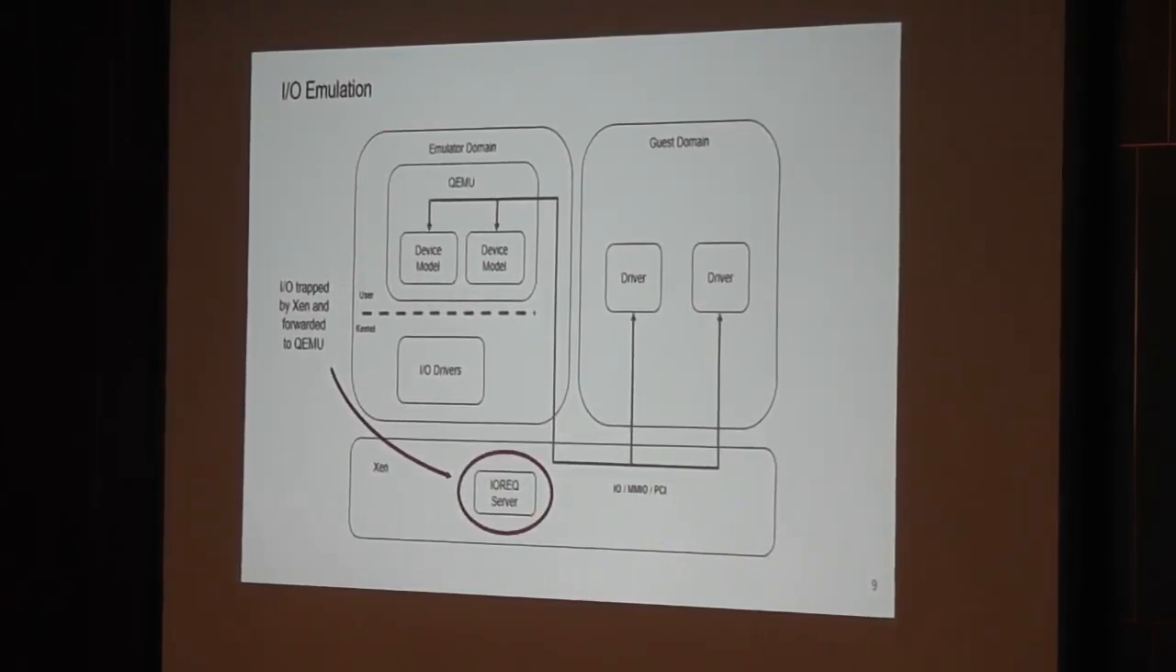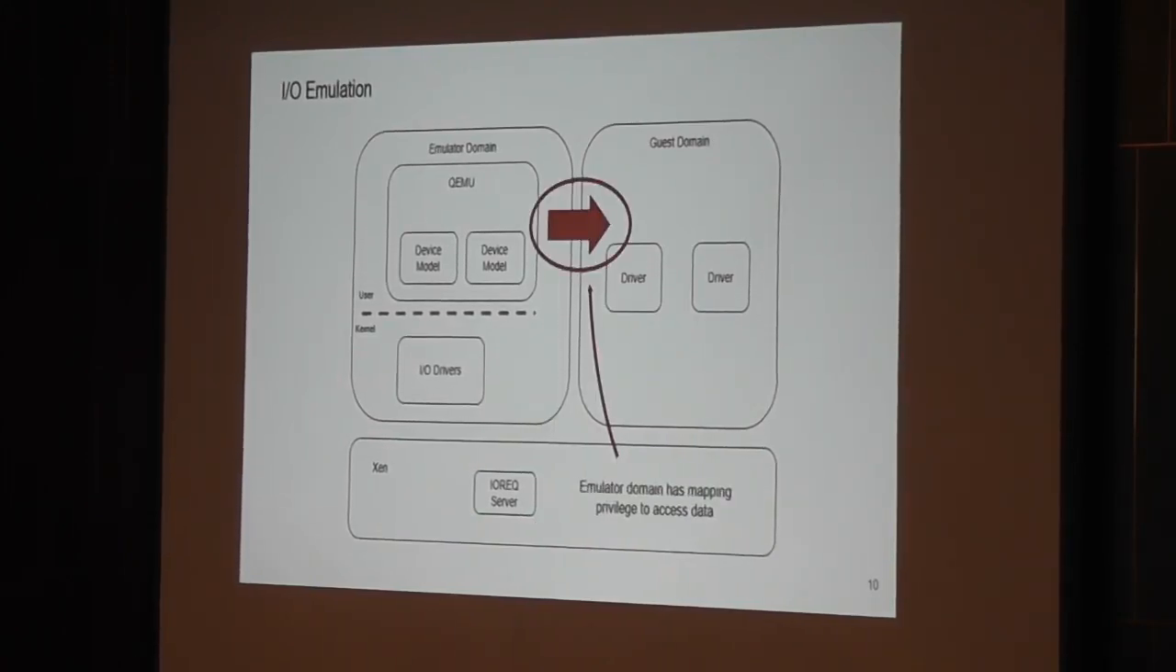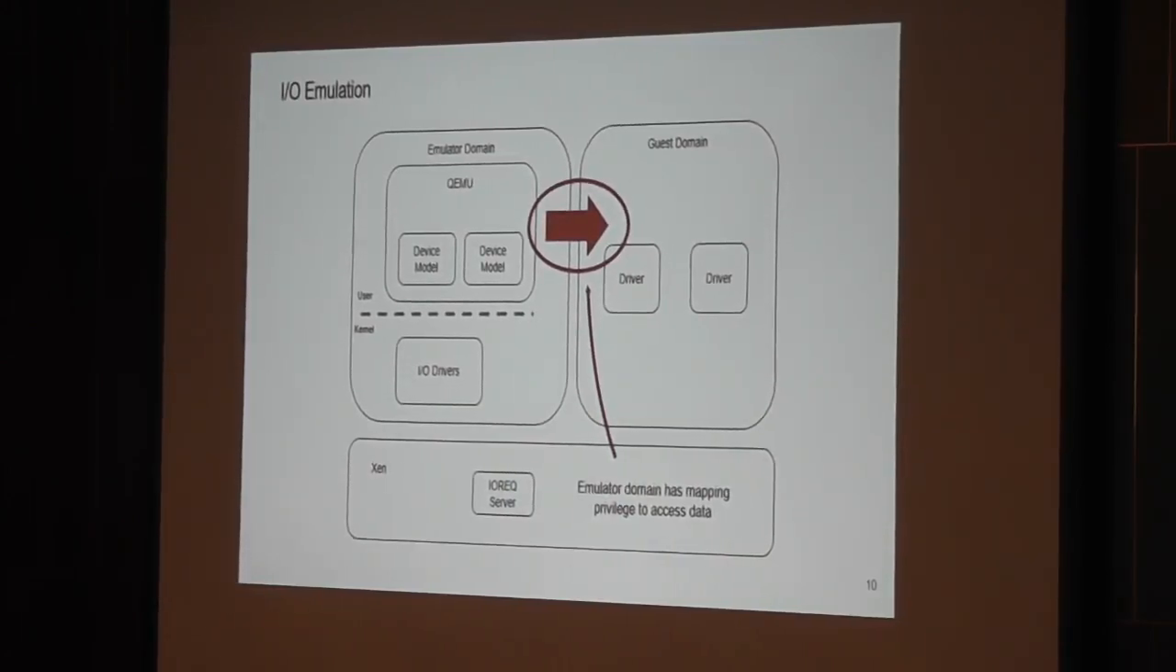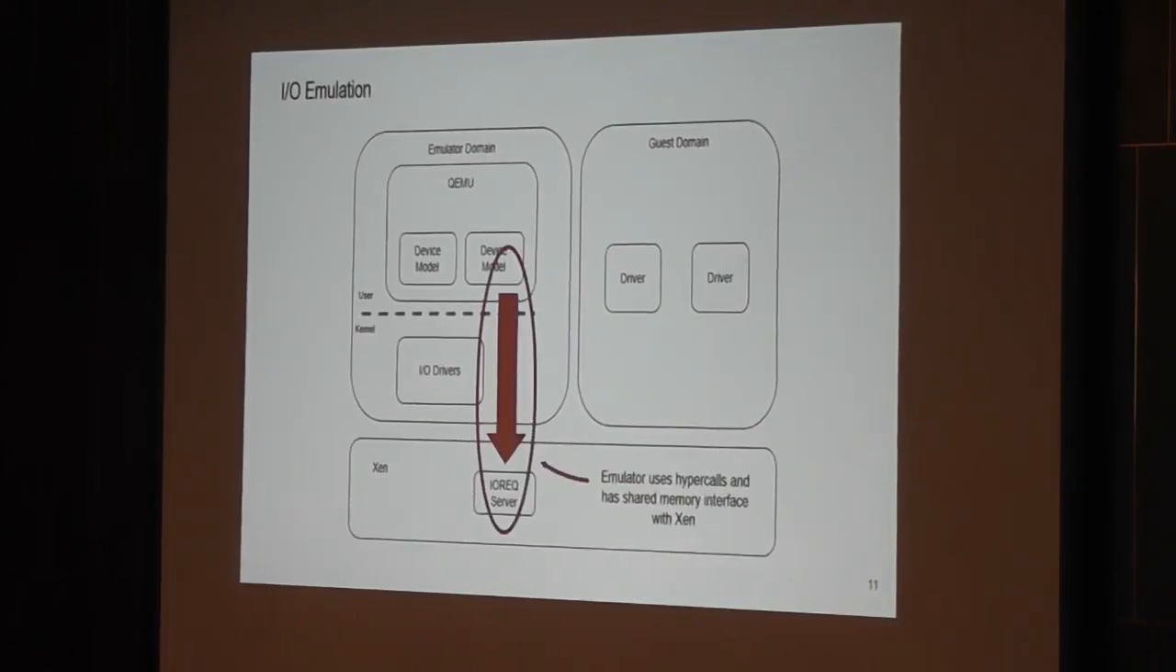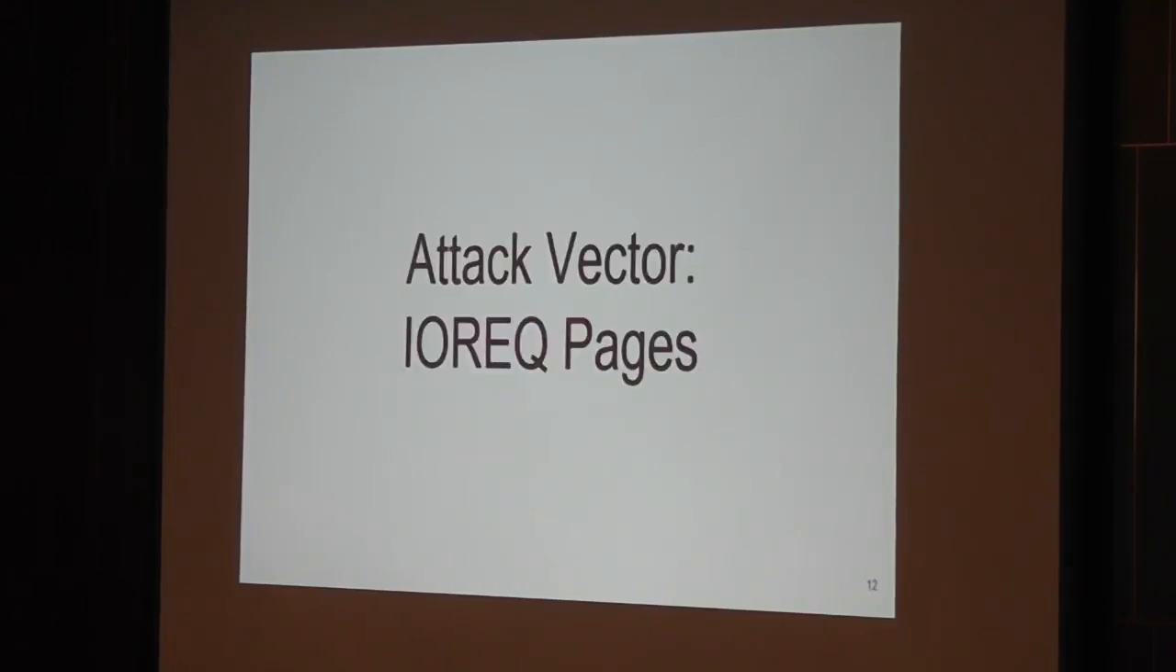So in this mode, Xen traps I/O and forwards it to QEMU via the XenServer interface. QEMU then handles those I/O requests. If the data is not immediate though, then it has to map the guest memory to get that data, and also potentially has to map guest memory to emulate the DMA as well. So in this mode, the emulator domain must have privilege over the guest domain. And also, like in the service domain case, QEMU makes hypercalls. So let's have a look at our first attack vector.